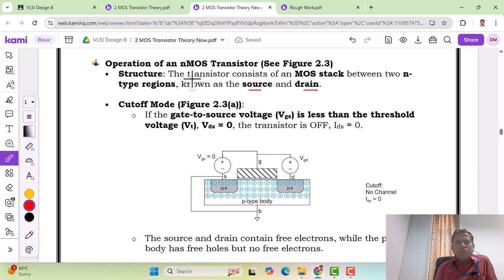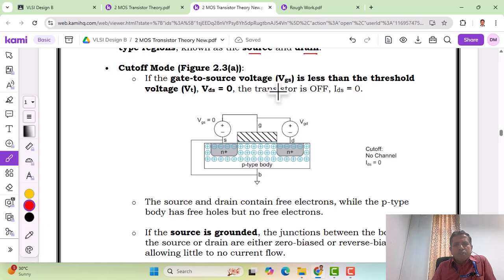And now let us try to understand the working principle of the NMOS enhancement transistor. This is an enhancement transistor, and here we have different modes of operation. First, let us consider the cutoff mode. To operate the NMOS enhancement transistor in cutoff mode, there are certain conditions to be fulfilled. The first thing is the gate to source voltage, which we call VGS. That should be less than the threshold voltage. Threshold voltage is labeled as VT.